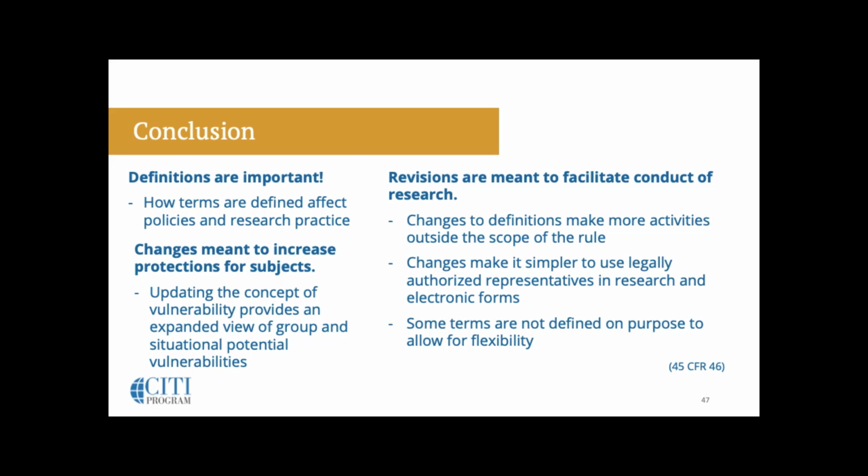Clarifications to major terms like human subject and research are meant to resolve the ambiguity from the pre-2018 rule and really facilitate research review and conduct. Now there's more clarity on what the regulations mean when they say obtain or on what activities are not considered research.